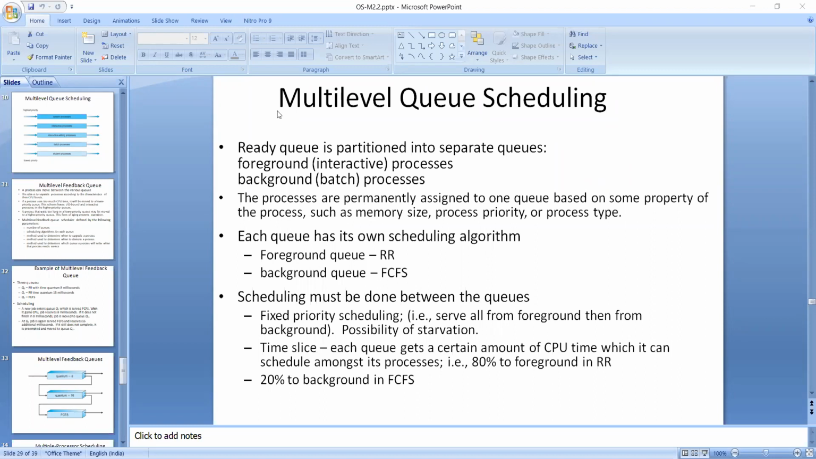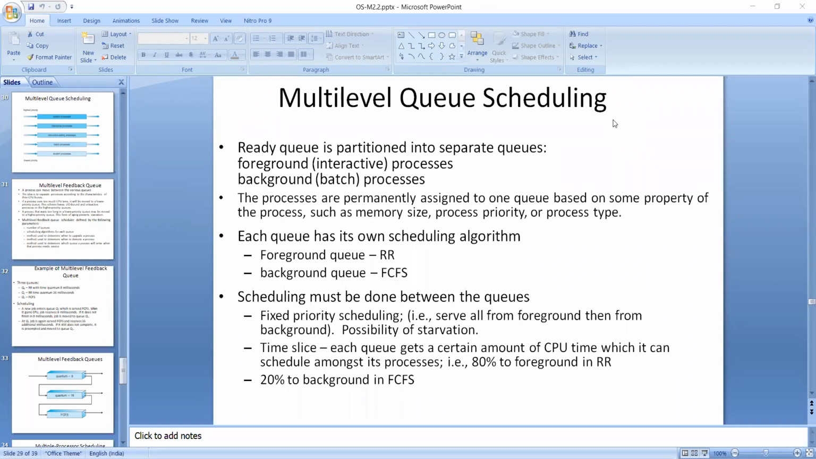Here the multi-level queue scheduling is another type of CPU scheduling algorithm. This type of scheduling algorithm is used in situations in which the processes are easily classified into different groups. In those situations we use multi-level queue scheduling. Here, different groups means the processes will be partitioned into different separate queues.